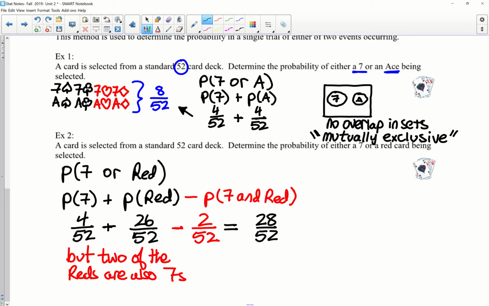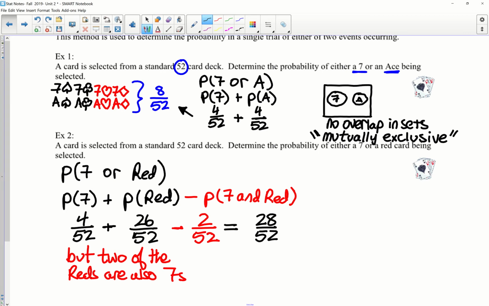So just the numbers. I have a question. So, 4 for 7, and then it's 26 for red. Right. So, 2 minus 2 for 7 that is red? I don't get it. Please, thank you.